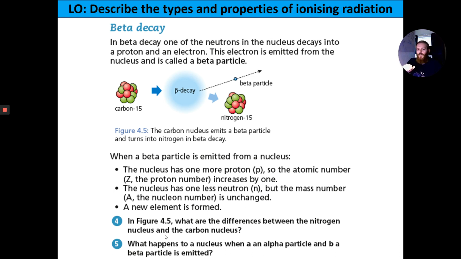Right, so the 2 questions here that I want you to have a go at. In figure 4.5, what are the differences between the nitrogen nucleus and the carbon nucleus? So have a look at them, have a think about what's happened. And then number 5 says, what happens to the nucleus when A, an alpha particle is emitted, and then B, a beta particle is emitted.